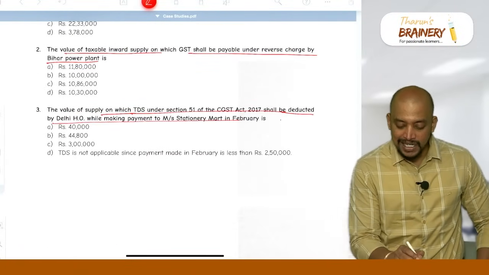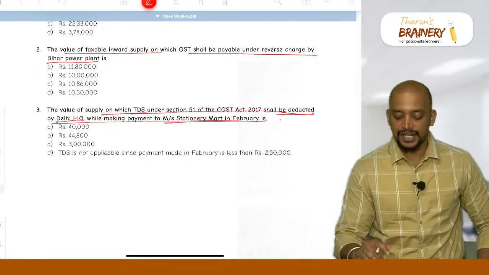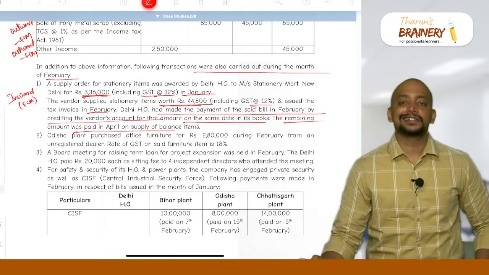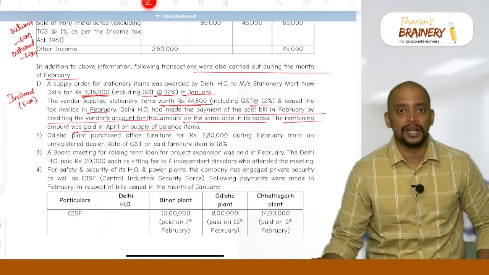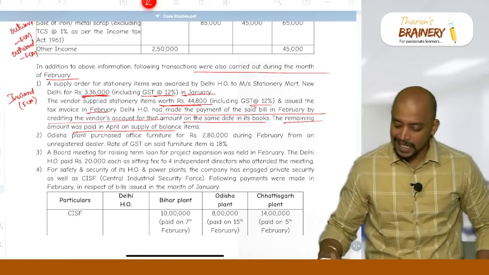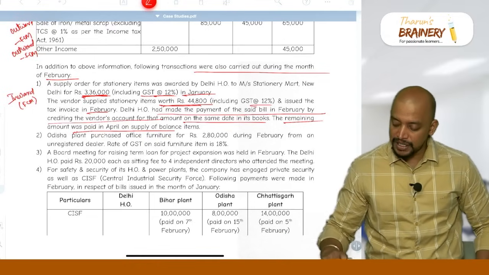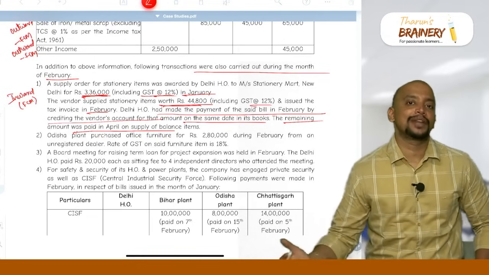The value on which TDS under section 51 shall be deducted by Delhi head office while making payment to Stationery Mart in February. See, first you need to check for applicability of TDS. There is a threshold limit of 2,50,000. The total value of supply under the contract should exceed 2,50,000. If you see here 3,36,000 excluding GST, how much? Excluding GST means into 100 divided by 112. That will be 3 lakhs, or more than 2,50,000.